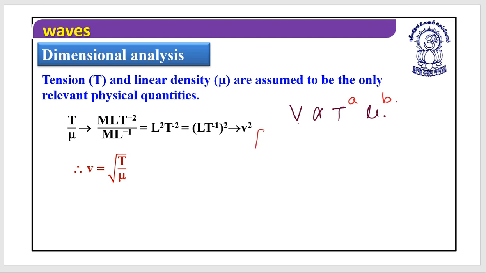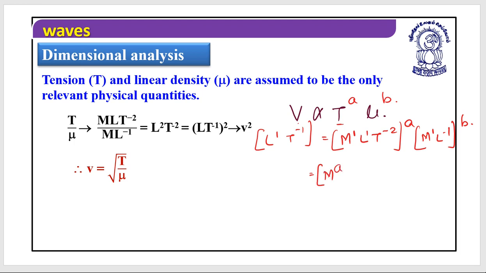Let's have a look. This v could be given as L1 t minus 1, and this is equal to, let's say this is tension force, so it's kg meter per second square, it's M1 L1 t minus 2 to the power a, and this is mu, which is mass per length, it's M1 L minus 1 to the power b. So this is equal to M^a L^a t^(minus 2a) into bracket M^b L^(minus b), this is equal to L1 into t to the power minus 1.